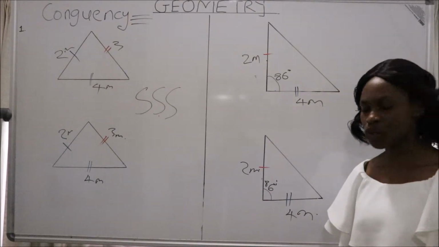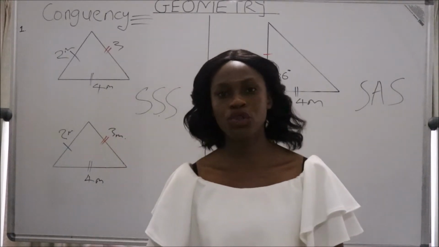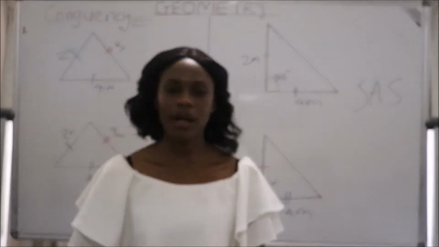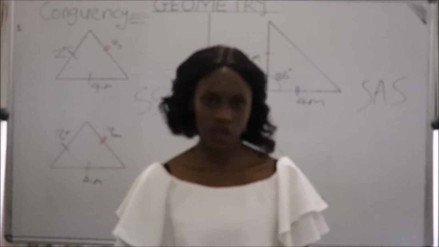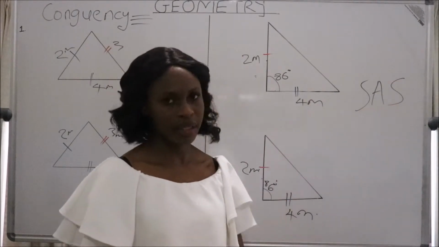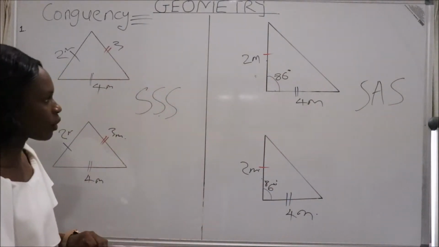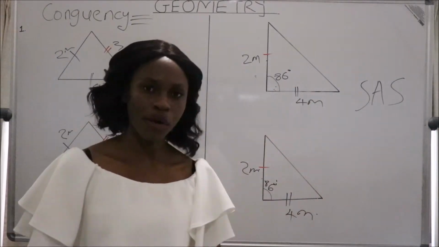If you find triangles where two sides and an included angle are equal on both triangles, then that's a good reason for saying that the two triangles are congruent to each other. And you must always show that the reason is side angle side. Also remember that it should always be the included angle which is equal on both triangles.